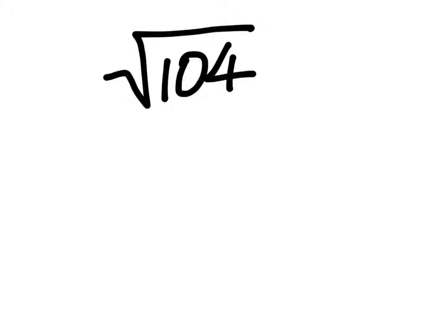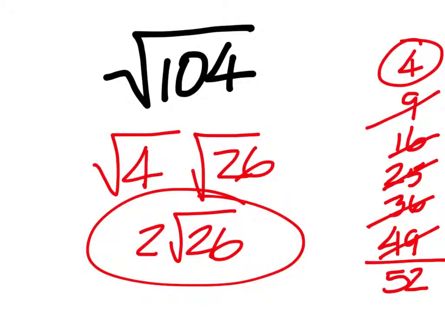Square root of 104. Can you think of a perfect square that would go into 104? I didn't record that, so we went through our checklist here and found that 4 goes into it evenly. It's the highest perfect square. So 4 times 26 is 104. The square root of 4 is 2. So your final answer is 2 square root of 26.